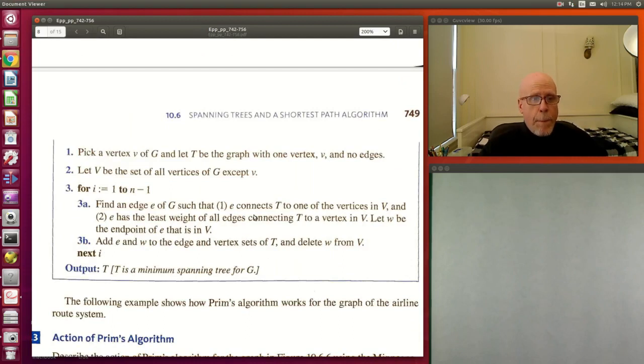So the first step, pick a vertex. Just randomly choose a vertex V of G and let T be the graph with one vertex and no edges. Cool. So that's your initial condition. You've got a tree that's got a single vertex in it. Let V be the set of all edges of G except for that one. All right, so V is going to be the things to which we will look for connections, and T, right now it's just a single node, but T is the graph that we're building, so we're going to go from T to V. Right? Here they are using a for loop.